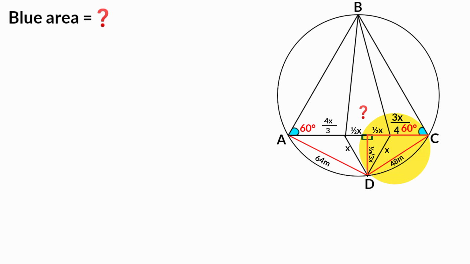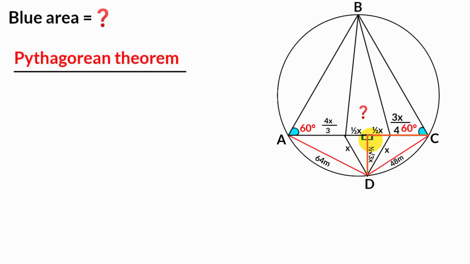Now look at this triangle. Because of this angle here, it is a right angle triangle. So we use the Pythagorean theorem. This side is the hypotenuse. So hypotenuse equal to 48 meters.